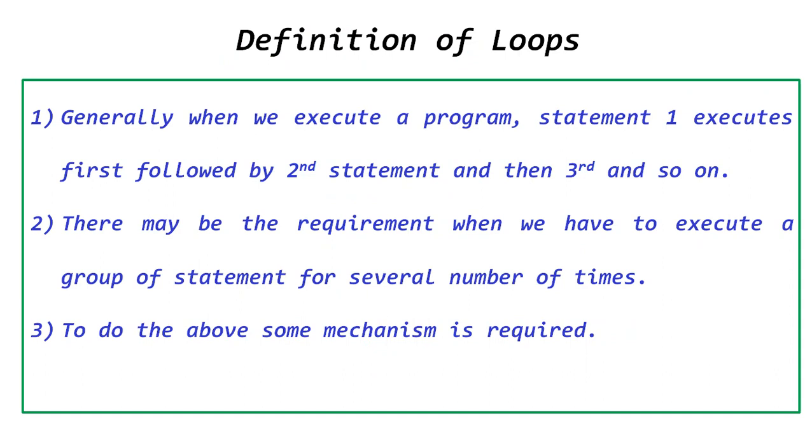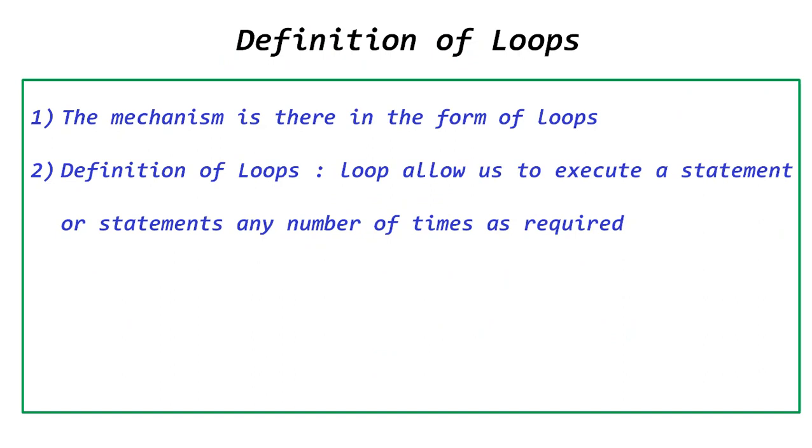First of all, before we continue with the definition of the loop, when we execute a program, statement 1 executes first, followed by statement 2 and then statement 3, and so on. This is the basic criteria. There may be a requirement when we have to execute a group of statements several times. To do this, some mechanism is required, and the mechanism is there in the form of loops.